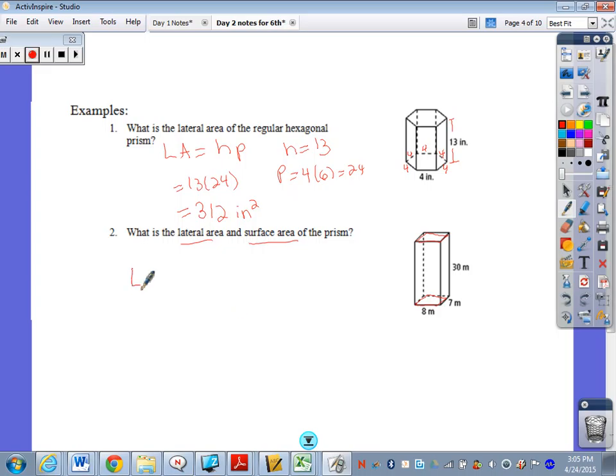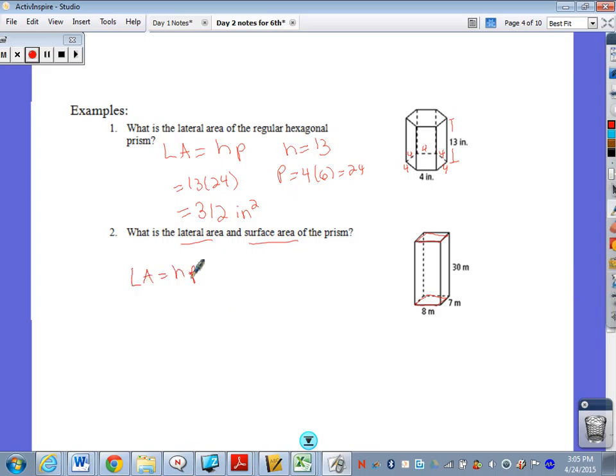So I'm going to do lateral area is HP. My height is 30, because that's the distance between the bases. My perimeter, I'm going to do 8 plus 7 plus 8 plus 7, because this side is 7, 8. If I add that together, I get 30. And then I'm going to do 30 times 30, which is 900.